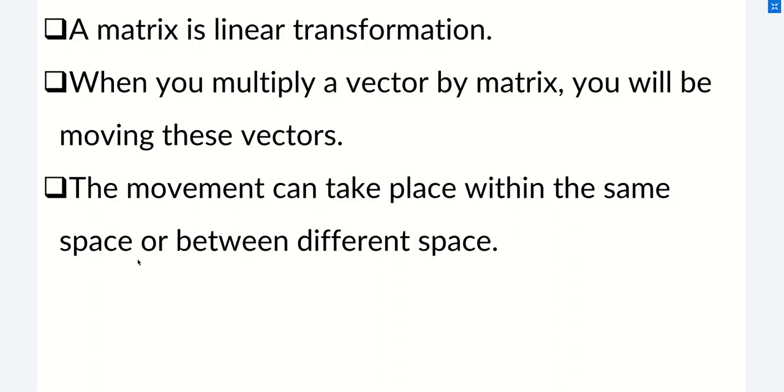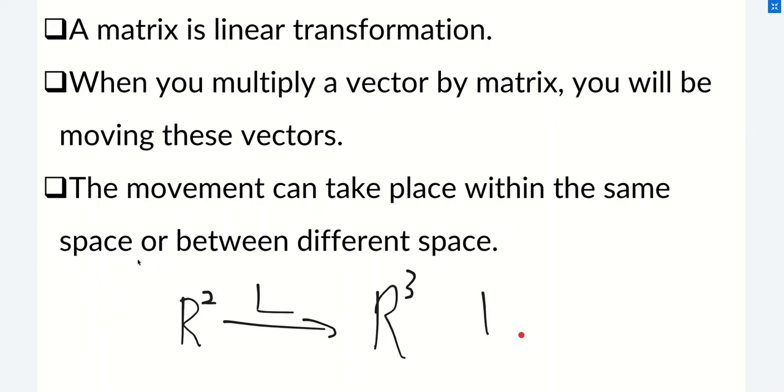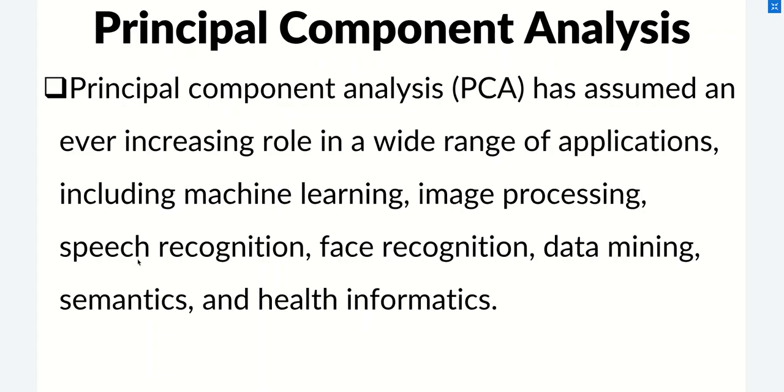It's possible you can be in two dimensions and do the transformation to three dimensions. You can move from one dimension to a different dimension, or from the same dimension to the same dimension. It's possible. So in machine learning, this is what is happening. We are moving these vectors from one space to another, and it's being done by a matrix.